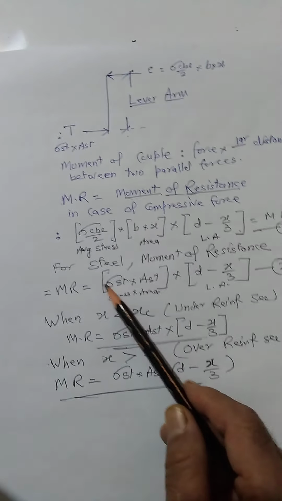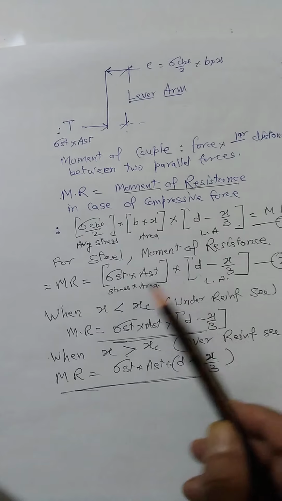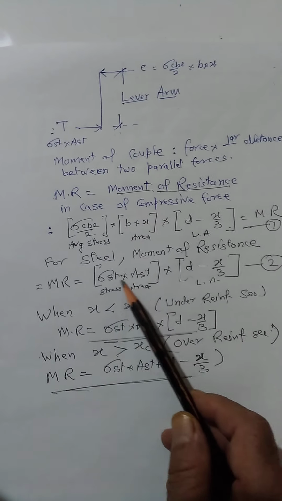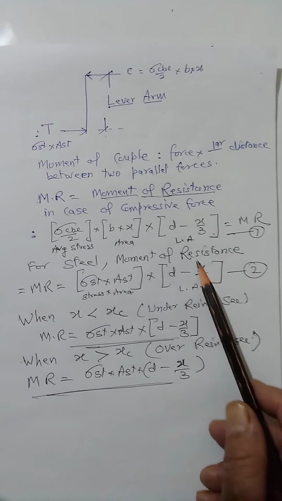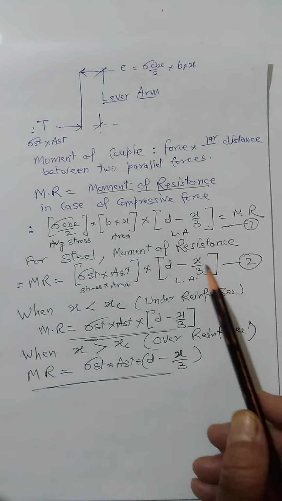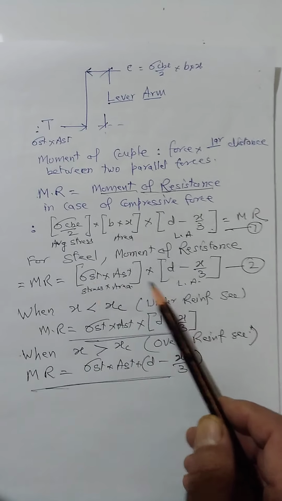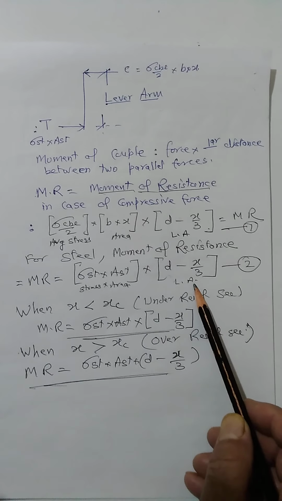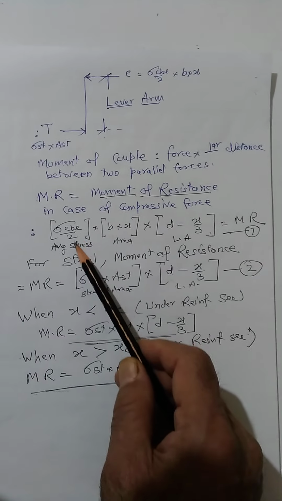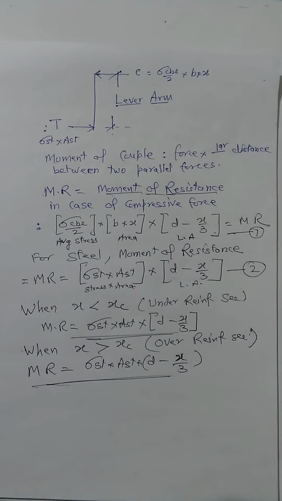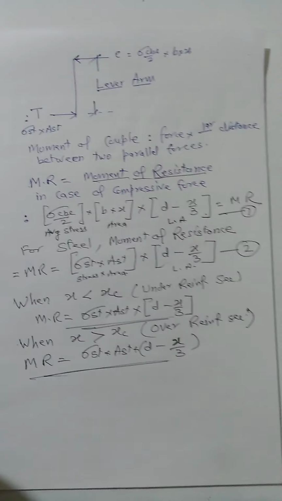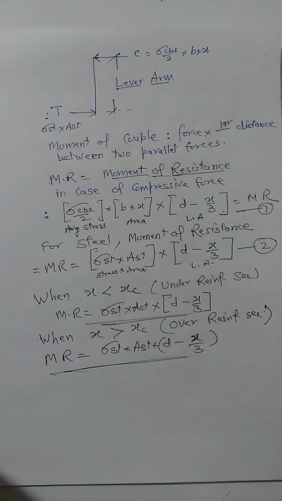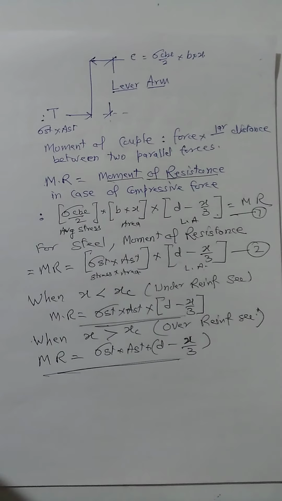Similarly for the T, stress into arm of a couple, that is sigma ST into AST is the stress into area due to tensile force T. D minus x by 3 again is the arm of a couple, we can call the lever arm. So for tensile force it is sigma ST AST into D minus x by 3. For compressive force, sigma CBC by 2 into B into X into D minus x by 3. Now we have to consider two moments of resistance, one for the compression zone and another for the tension zone. The question is, which formula is to be used when? The problem will be very simple.